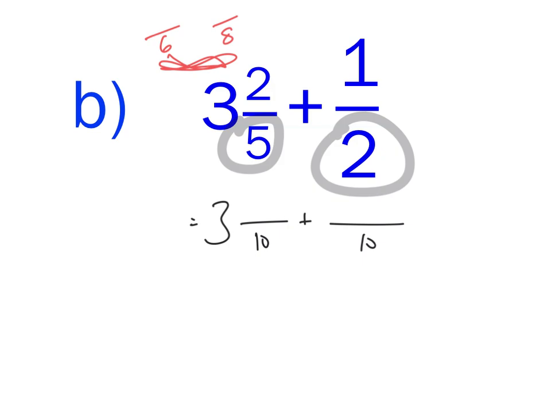And remember, our answers must be simplified. So if you make the numbers really big, you have to simplify them later. So in order to get 10, we multiplied 5 by 2, so we have to multiply 2 times 2. So 2 times 2 is 4. And 2 times what is 10? 5. So we multiply 1 by 5. We're writing equivalent fractions, and then we can go ahead and add them together.